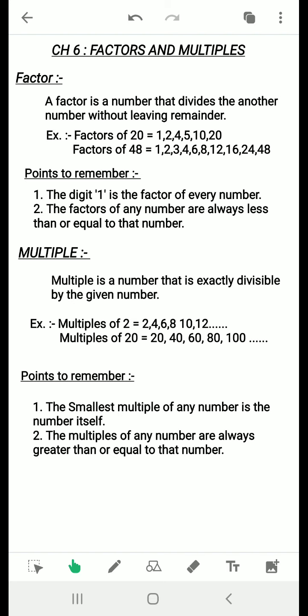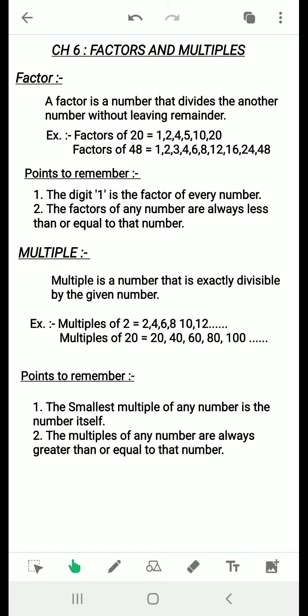So, first of all, what are factors? A factor is a number that divides another number without leaving a remainder. For example, the factors of 20 will be 1, 2, 4, 5, 10 and 20, because all these numbers divide 20 exactly. They will not leave any remainder.